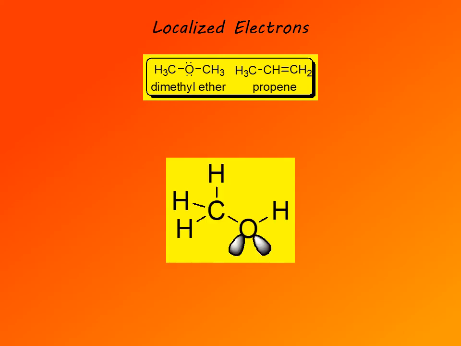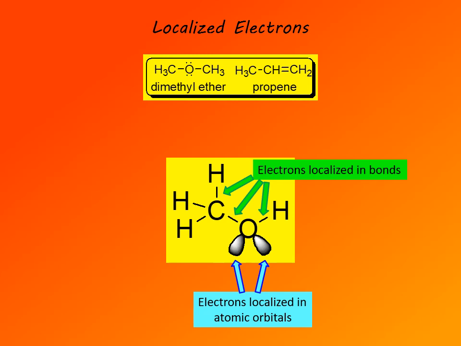Here is a more detailed example. In the case of methanol, we can assign every single electron pair either to oxygen-hydrogen, carbon-oxygen, or carbon-hydrogen bonds, or to orbitals on oxygen, to sp3 hybrid orbitals on oxygen. Those are two free electron pairs on oxygen.